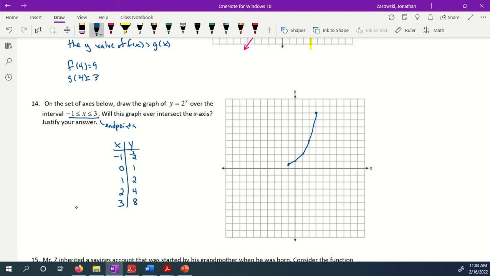All right. Will this graph ever intersect the x-axis? No. The graph does not reach the x-axis. We could even go even more, and we could say that the graph of y equals 2 to the x actually has an asymptote at the x-axis and doesn't reach it at all. So we could say that, but this is fine for what purposes we need.